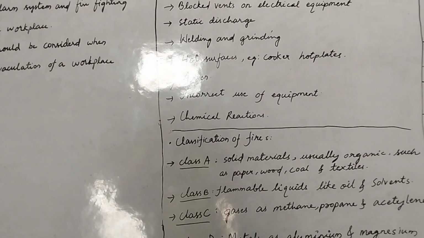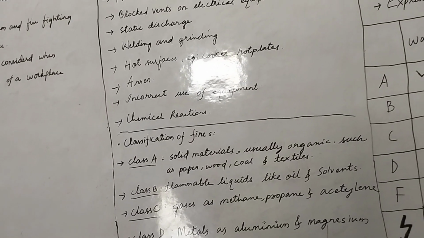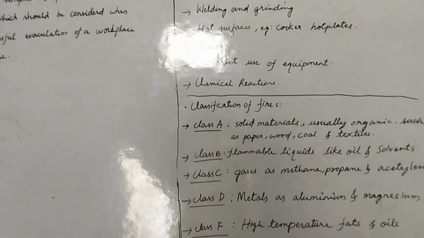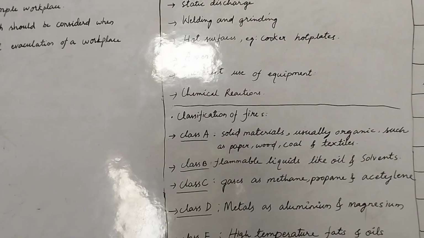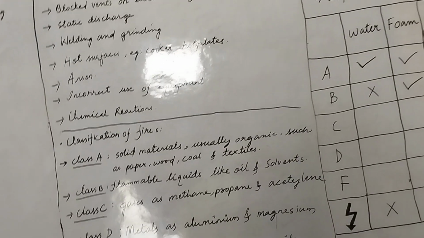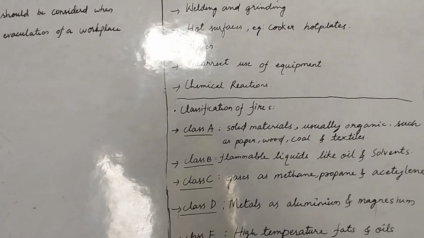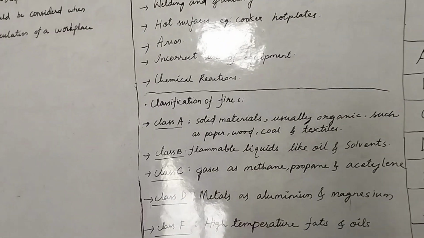Number 3, classification of fire C, gas such as methane, propane and acetylene. Now classification of fire D, metal such as aluminum and magnesium. Class F, high temperature fat and oil such as cooking fats.